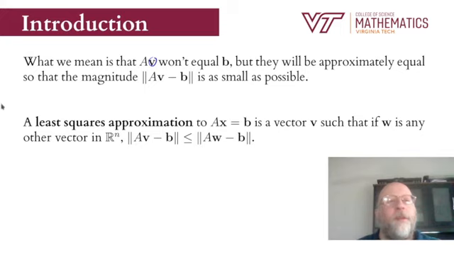So this is our definition. We call this a least squares approximation. A least squares approximation to AX equals B is some vector V such that if W is any other vector, then the magnitude of AV minus B is smaller than the magnitude of AW minus B. That's the definition, the requirement that we have to have.